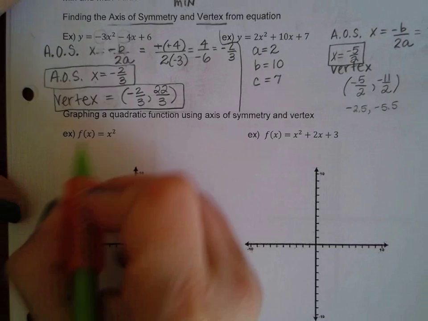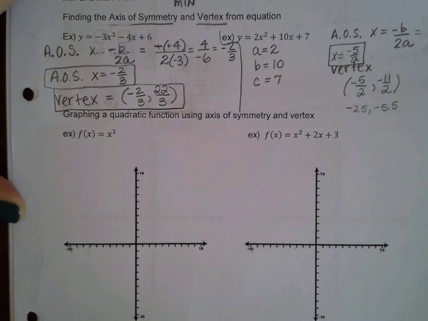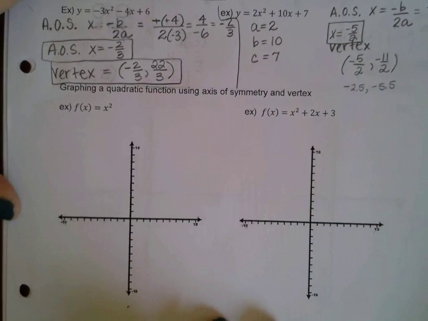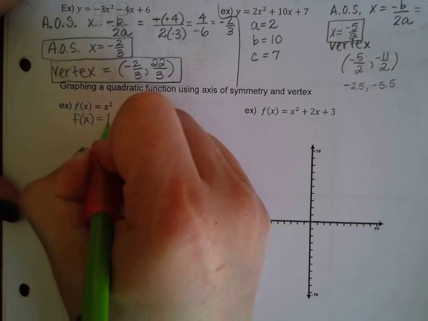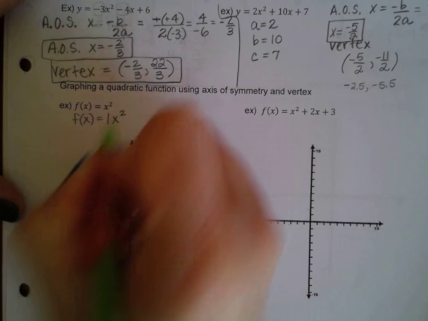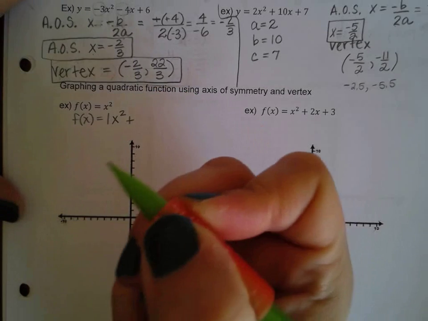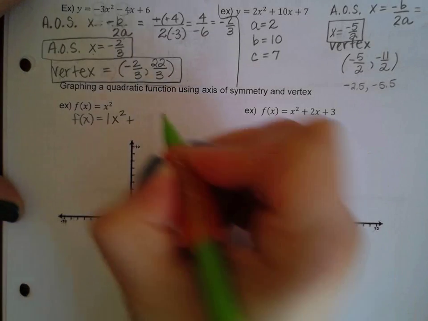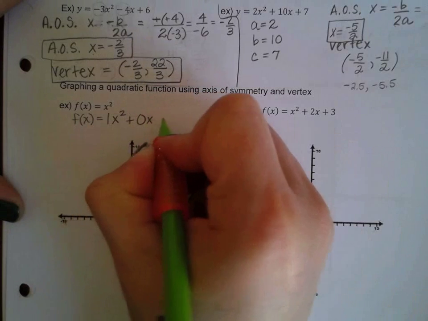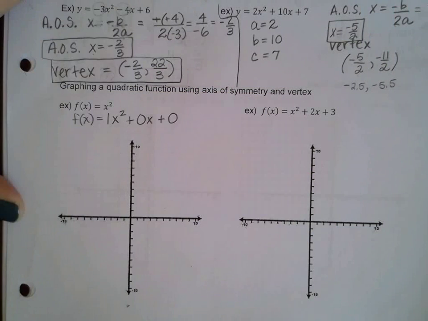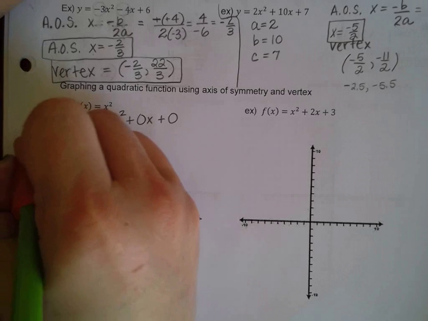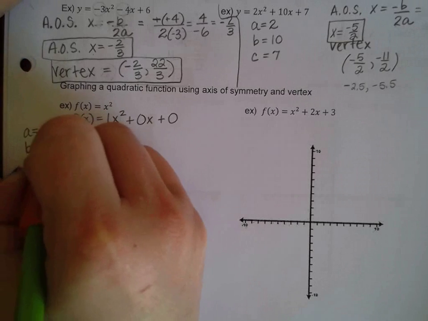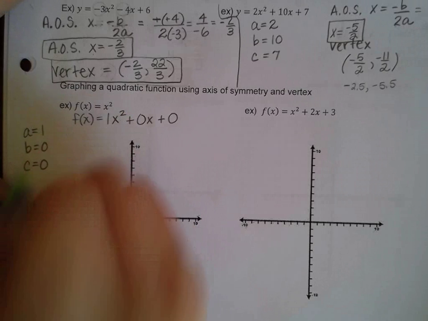So this equation is f of x equals x squared. So the a is 1. The b, it's like we don't have any b or c. So that's going to be 0x plus 0. Okay, if there's nothing there, it's really 0, right? So a is 1, b is 0, and c is 0.